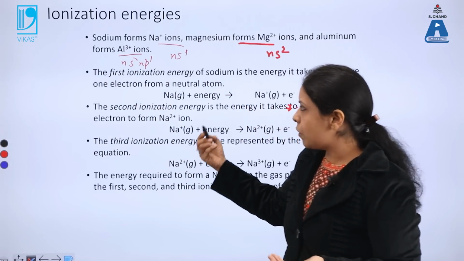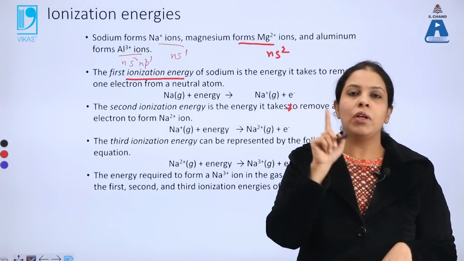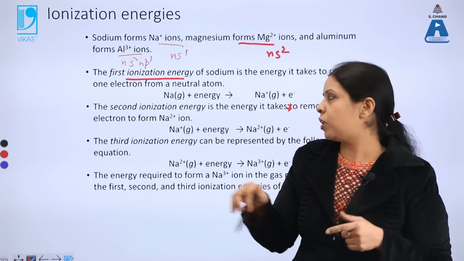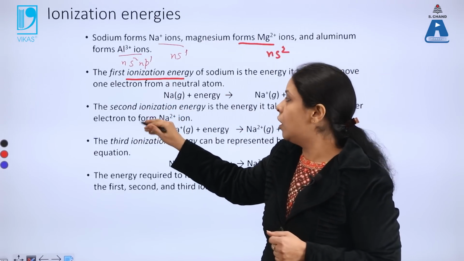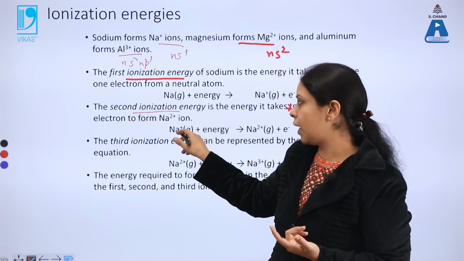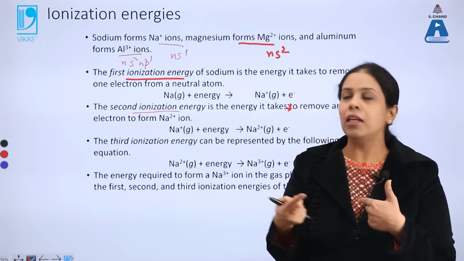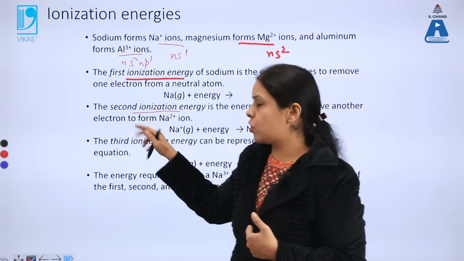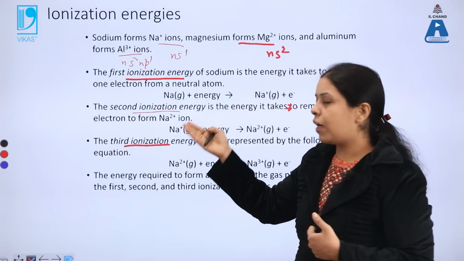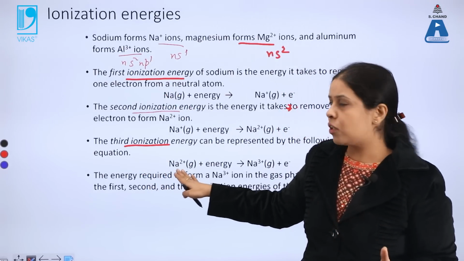So let's see the different ionization energies. First ionization energy is when we remove one electron from the neutral species. When we have the cation and we remove another electron from that cation, that would be the second ionization energy. Similarly, you can find the third, fourth, and so on. So these are consecutive ionization energies.